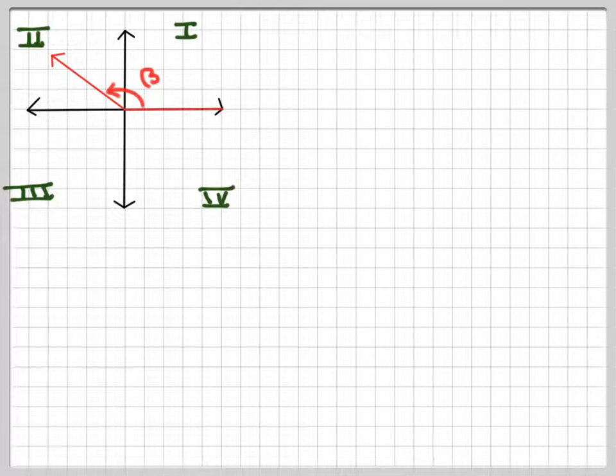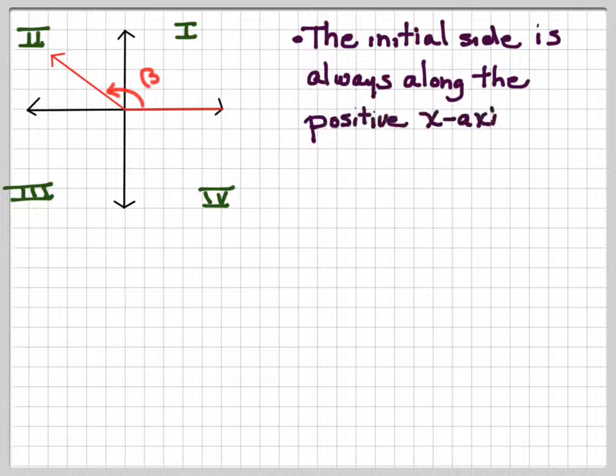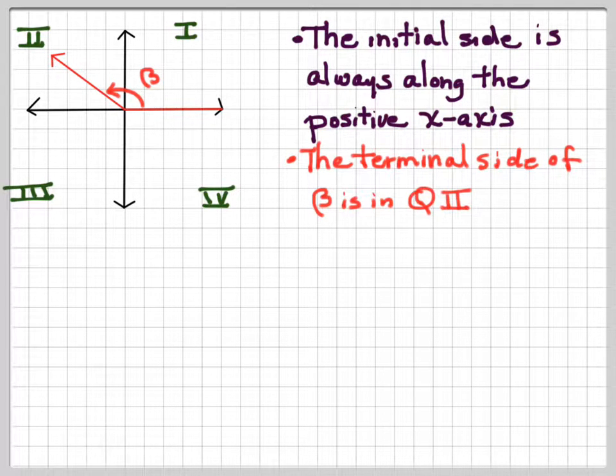Now, let's go back for a moment and talk about the quadrants of the Cartesian coordinate system. The upper right quadrant is the first quadrant, and then they're numbered consecutively around in a counterclockwise direction. And I've put beta on here and drawn my little arrow to see which direction beta is going. The initial side is always along the positive x-axis, and the terminal side of beta is now in quadrant 2.